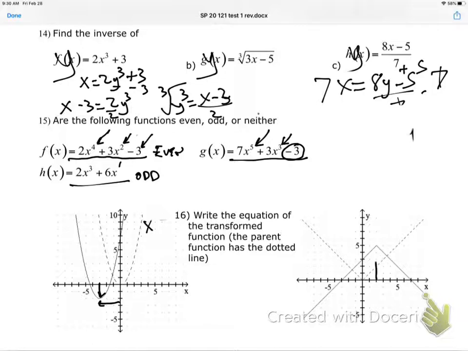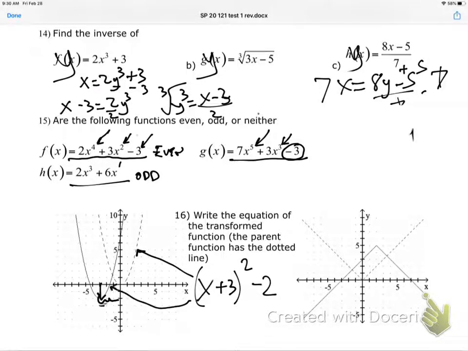Okay, last one down here. Let's have a look. Transformations. Right, okay, so this is the x squared graph, but it has been moved 3 to the left, so that is that, and 2 down. So that's what that is, okay? That there. So 3 to the left and 2 down.